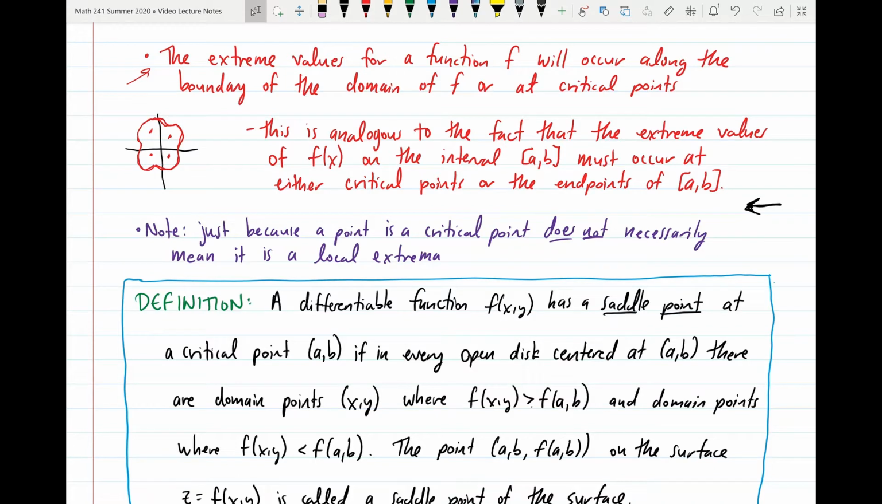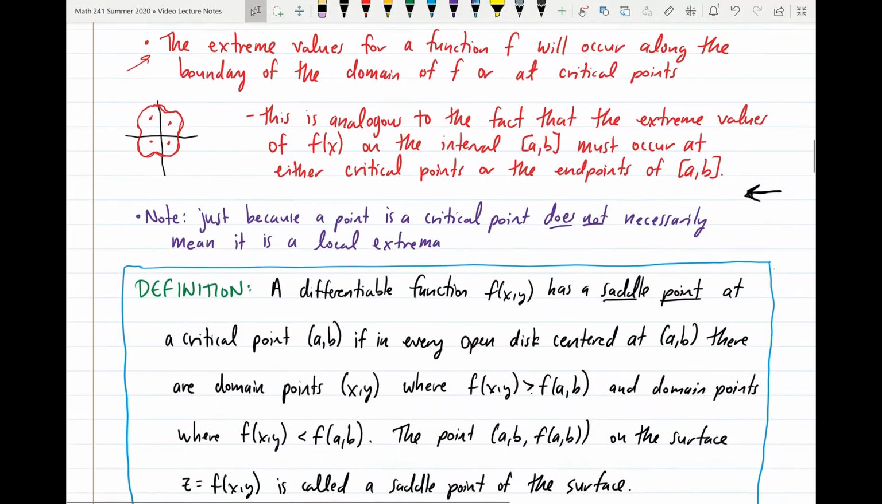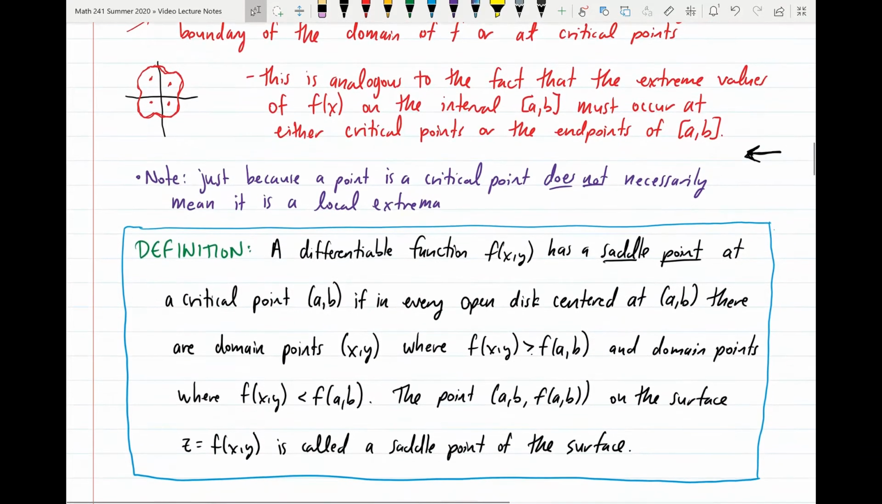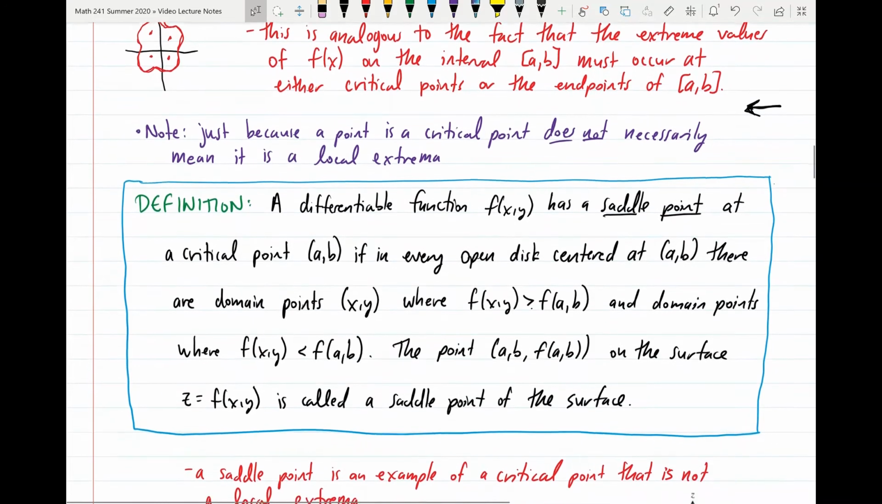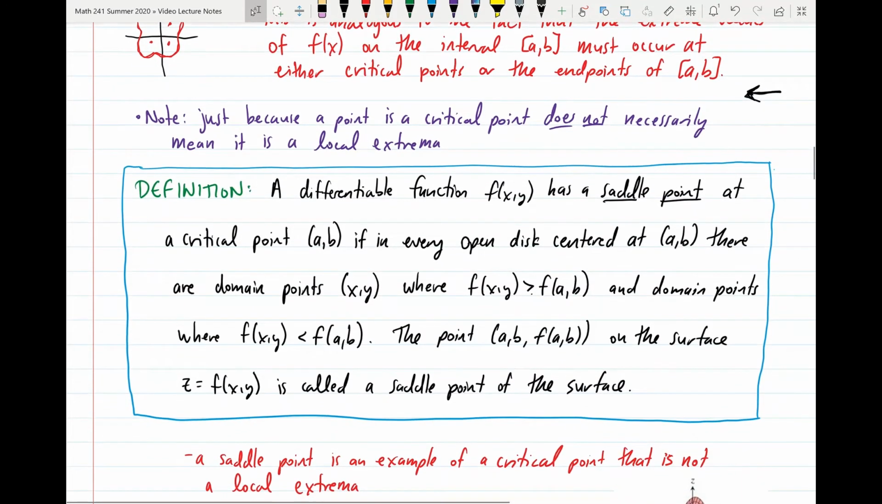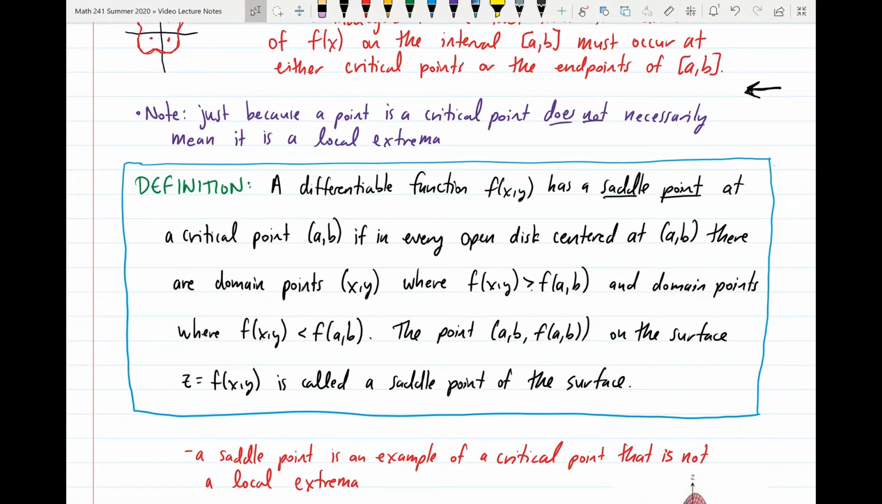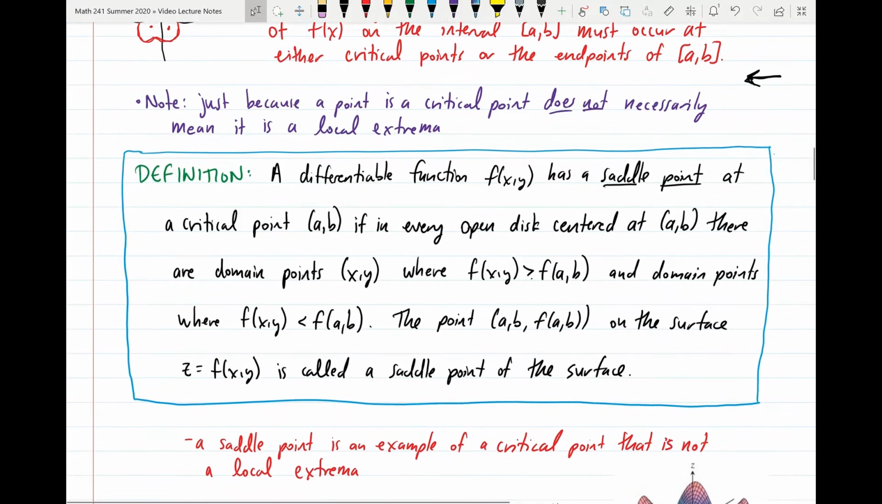And now an important note before we move into the next definition. Remember that from Calc 1, just because a point was a critical point didn't necessarily mean that that point was going to be a local extrema. Sometimes that point was an inflection point, and we found that the rate of change of the function did not switch from negative to positive or from positive to negative at our point, so we didn't have a relative extrema. Well, the same kind of phenomenon can happen for functions of 2 variables. So that leads us into this next definition.